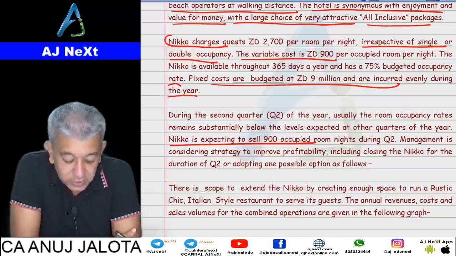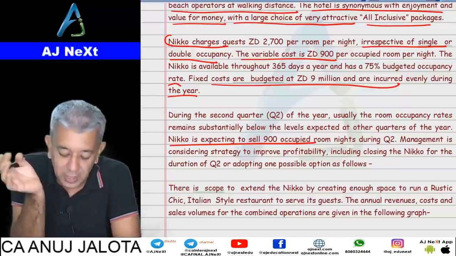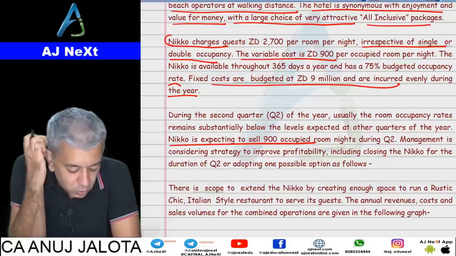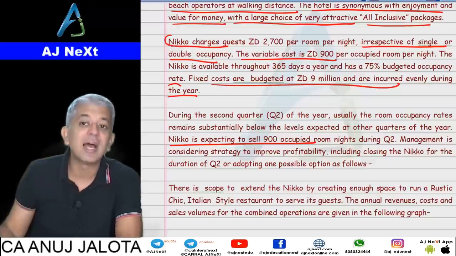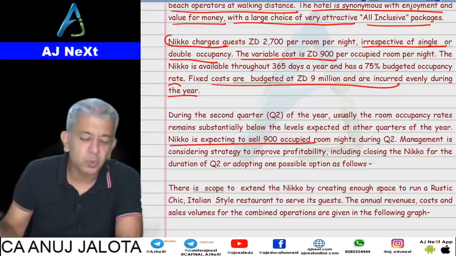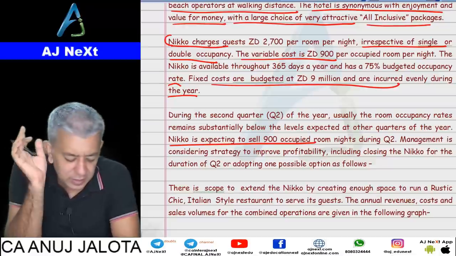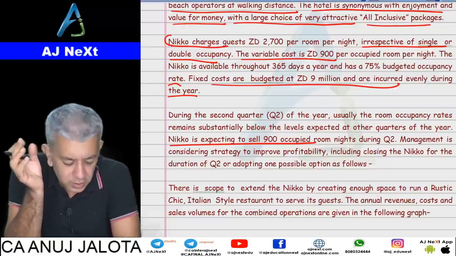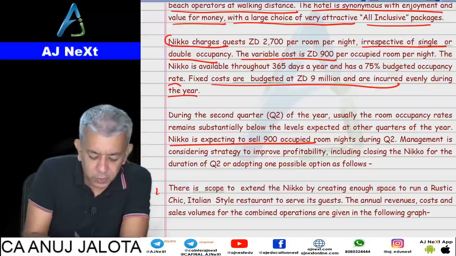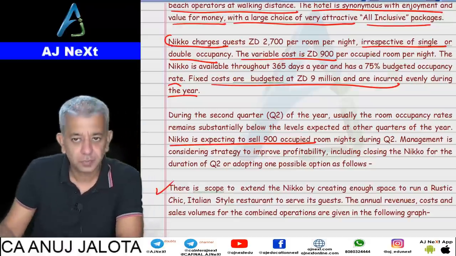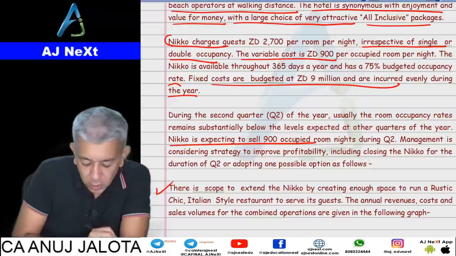Management is considering strategies to improve the profitability, including closing down Nikko for the duration of quarter 2 or adopting one of the possible options as follows. So what do you say? We are thinking that we will close in quarter 2. This is one option. Otherwise, apart from this, we have one other option which you have to see here.